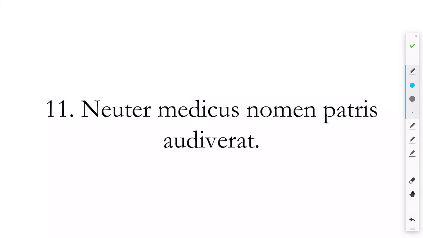Neuter medicus nomen patris audiverat. Medicus is your subject, neuter modifies it, neither doctor, audiverat. This V is a clue. Very, very often if there's a V in there, it's going to indicate the third principal part, which means this is the perfect active system. Erat indicates it's the third person singular pluperfect active indicative. Neither doctor had heard the name.